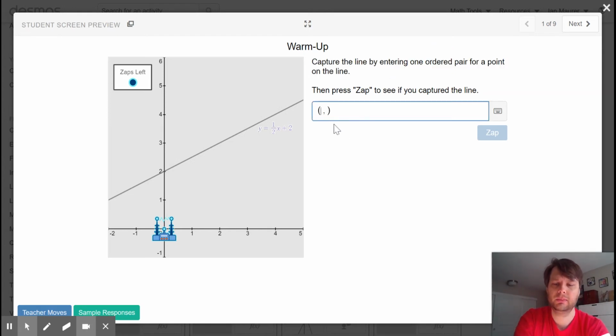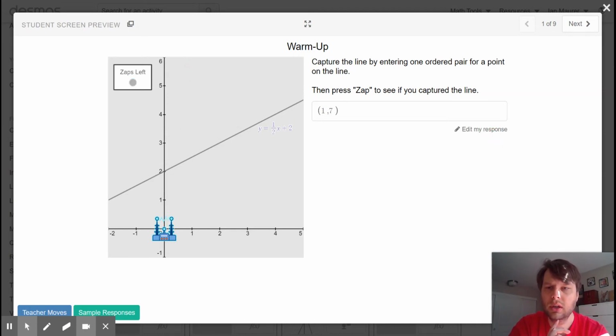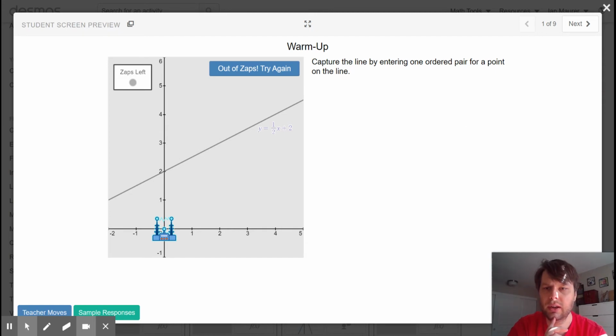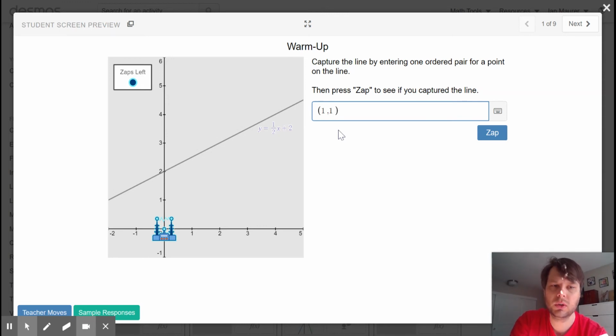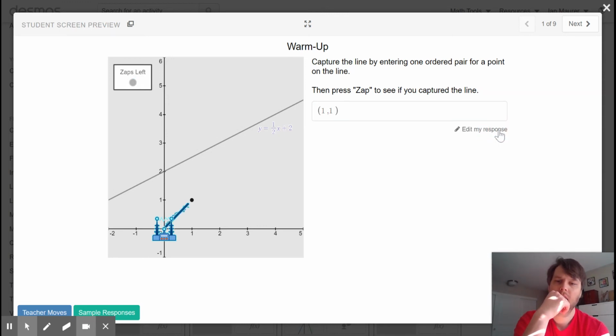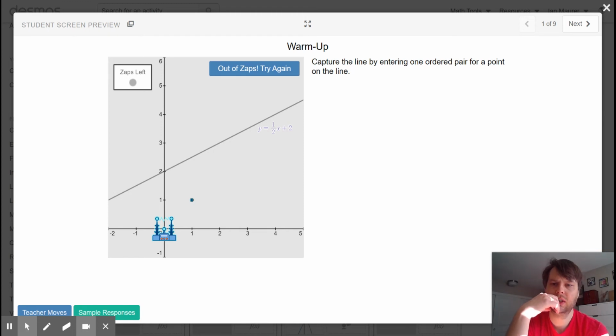I'm just going to throw something random out there. 1, 7, zap. Okay, it zapped way up there at the top. Let's just try it again. 1, 7 was no good. What if I tried 1, 1? And it fired a zap right there at 1, comma 1.